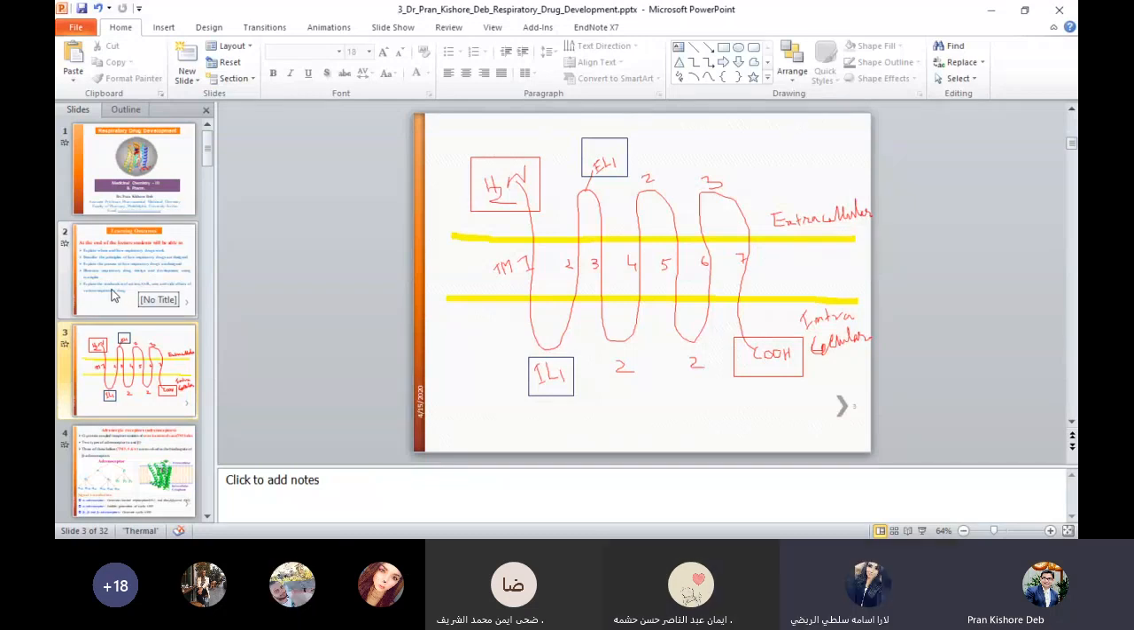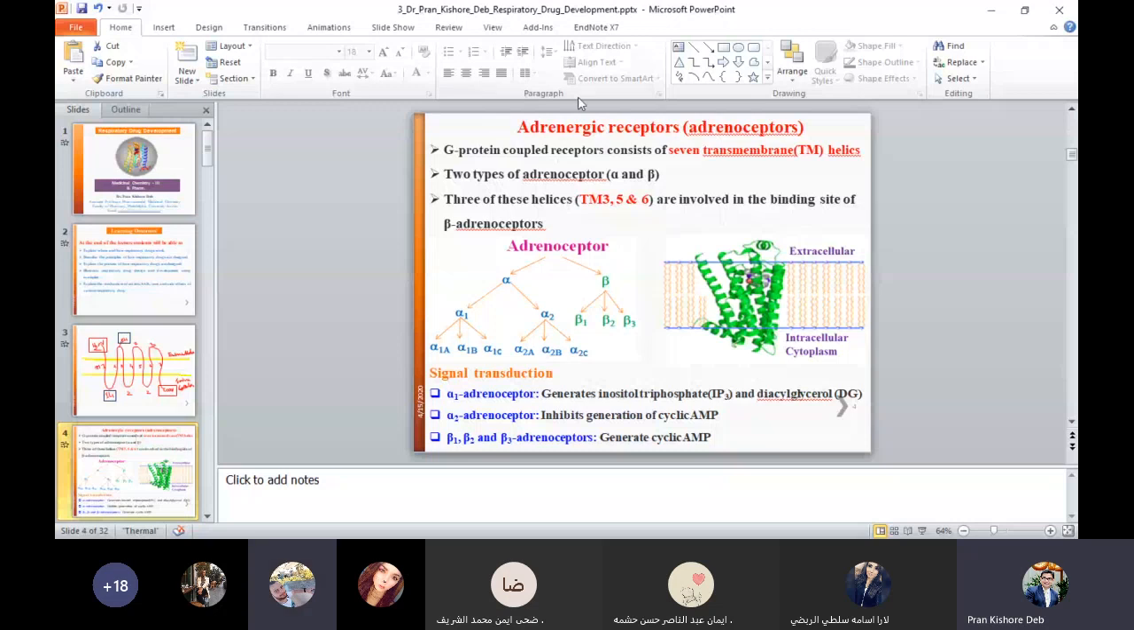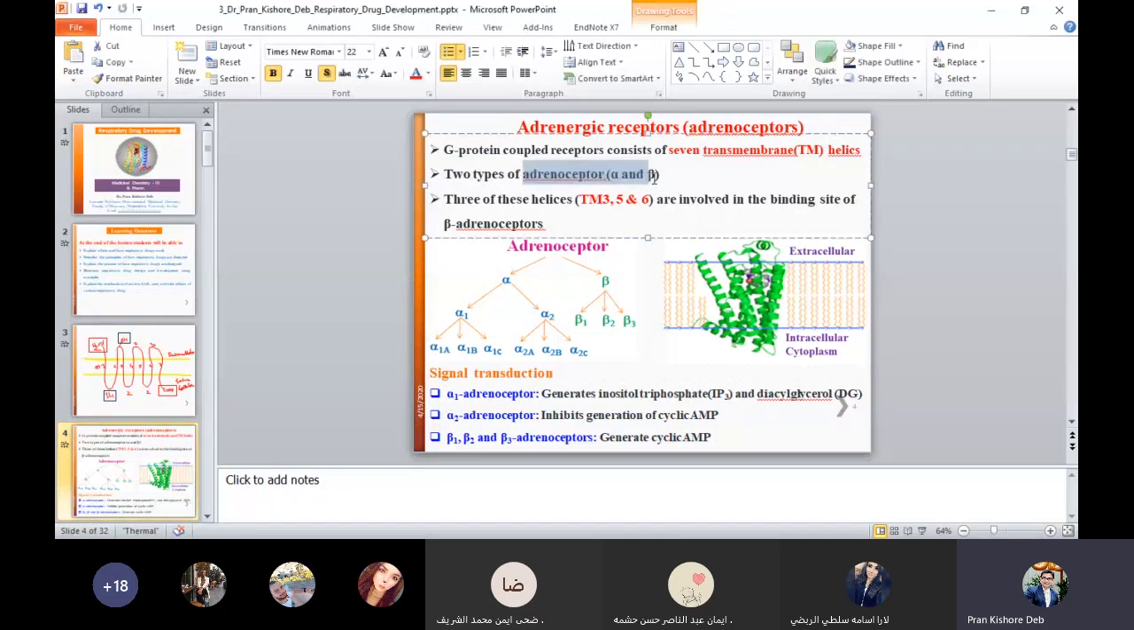Yes, thank you. This is the common structure of the adrenergic receptor. They are G protein coupled receptors, consisting of seven transmembrane helices, and there are two types of adrenergic receptor, that is alpha and beta. Among the seven helices, three of them, that is TM3, 5 and 6, are involved in the binding site of the drug molecule.